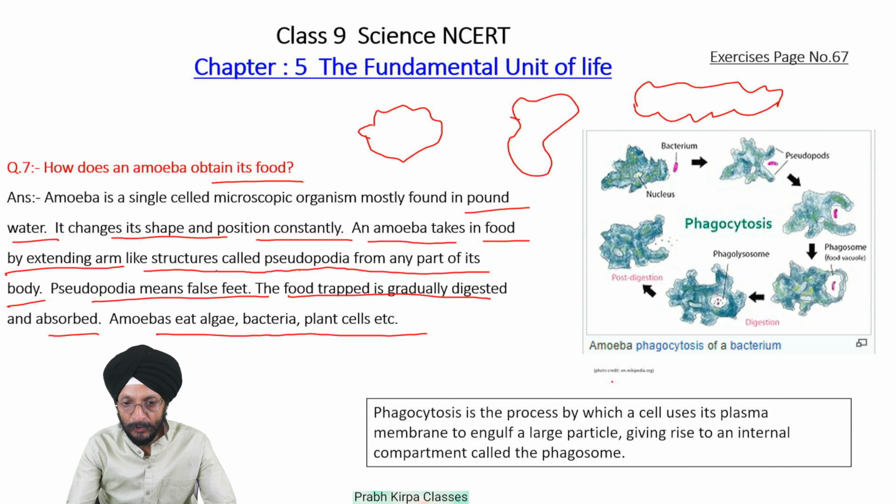What is phagocytosis? It is the process by which a cell uses its plasma membrane to engulf a large particle, giving rise to an internal compartment called the phagosome.